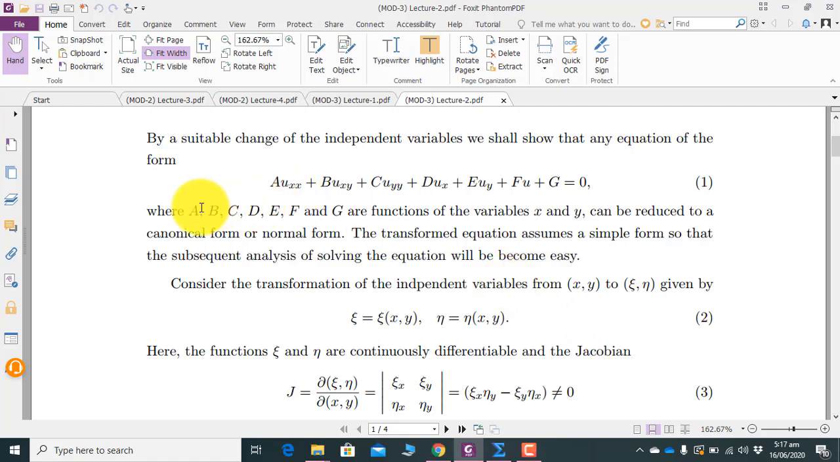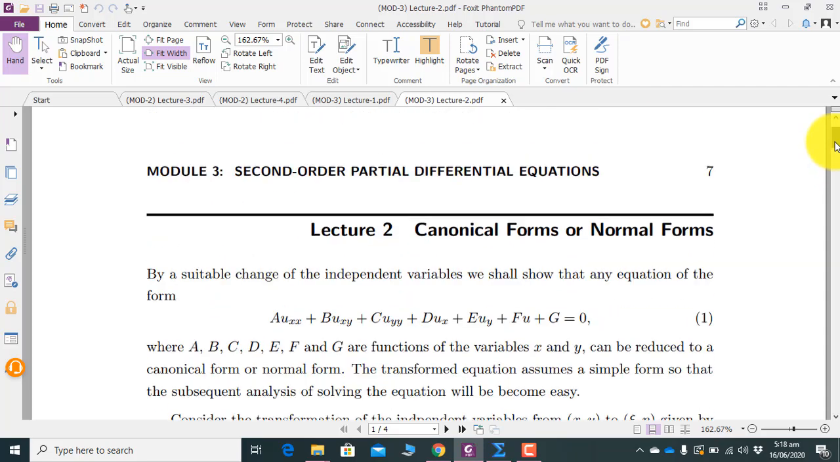We know that a, b, c, d, e, f, g are continuous functions, and their partial derivatives are also continuous, but they can be reduced to a canonical form or a normal form or a simplest form. There are many names for that. Natural form is also used for canonical forms. The transformed equation assumes the simplest form so that the subsequent analysis of solving the equation will become easier. So this is our main target. Firstly, in order to solve or study the partial differential equation, we are transforming the equation into a more convenient or easiest form. That form is known as canonical form.